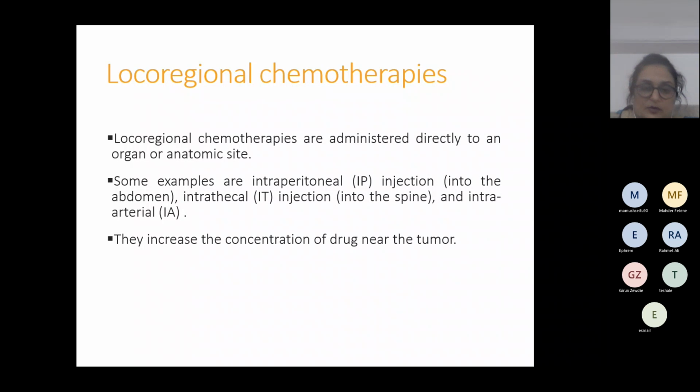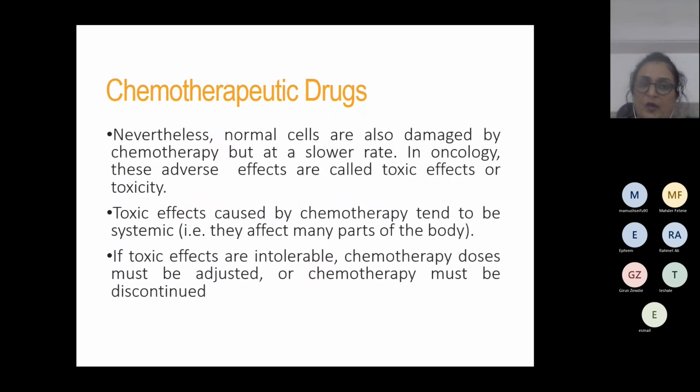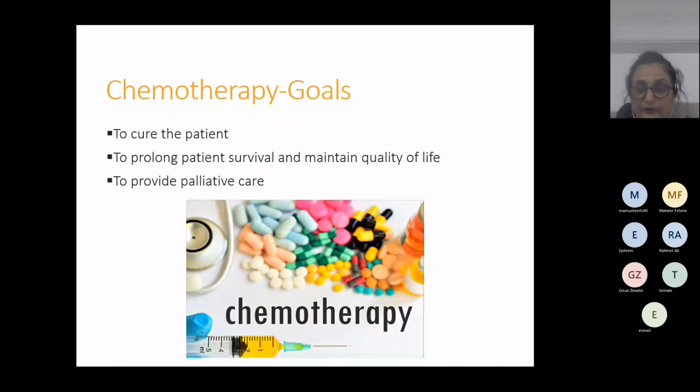They increase the concentration of the drug near the tumor. So what is the advantage of locoregional? The concentration of drug present in the tumor will be very, very high. Since it will be very high, the kill rate will be more. Therefore, more cancer cells will get killed, right? And the side effects will be confined to that area and will not be systemic. So these are the advantages of locoregional chemotherapy. This is the difference between systemic and locoregional chemotherapy.